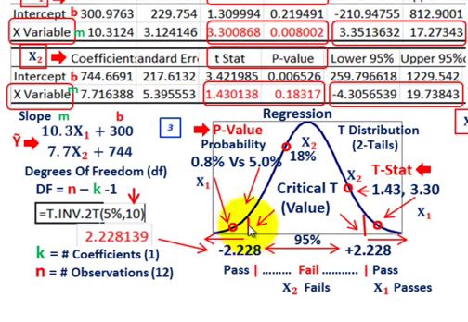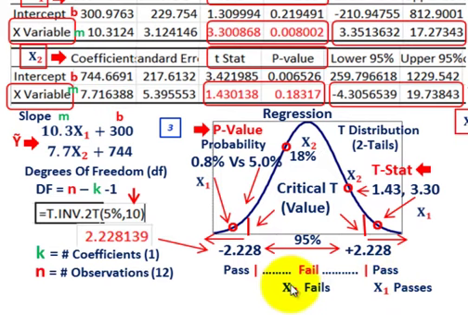Anything that passes our critical point here on the negative side passes our test. Anything in between the minus 2.28 here, that 95% confidence, if the variable value lies on our curve in between that range, it fails the test. And then again, if it's greater than our critical value here, then it passes the test.